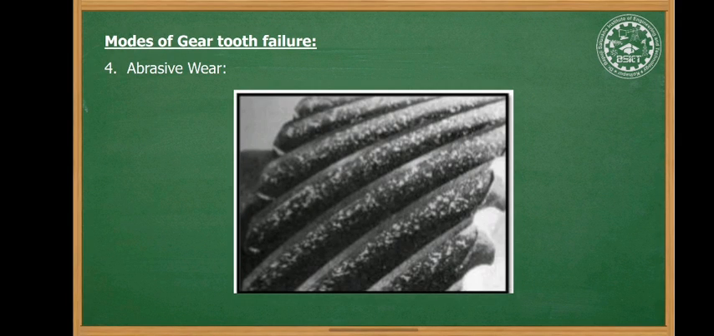Abrasive wear. It is a surface damage caused by particles trapped between the mating teeth surfaces. This type of failure can be avoided by providing filters for the lubricating oil or by using high viscosity lubricant oil, which enables the formation of a thicker oil film and hence permits easy passage of such particles without damaging the gear surface.